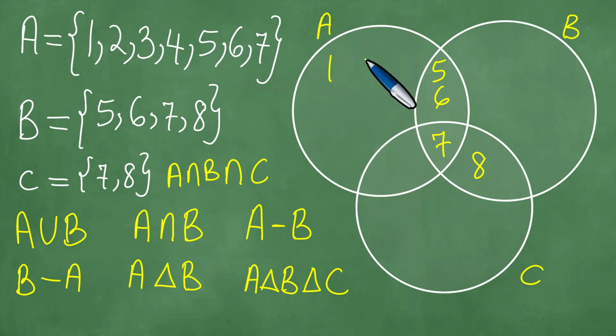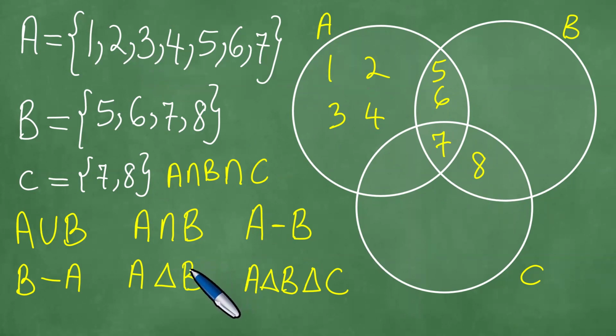But there is 1, 2, 3, 4. So 1, 2, 3, and 4 are in A. So A contains 1, 2, 3, 4, 5, 6, and 7. B contains 5, 6, 7, and 8. And C contains 7 and 8. Okay.